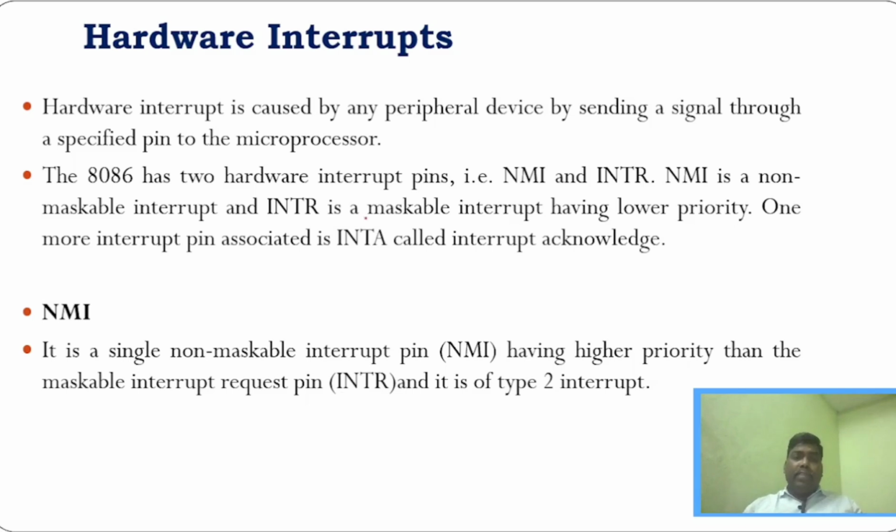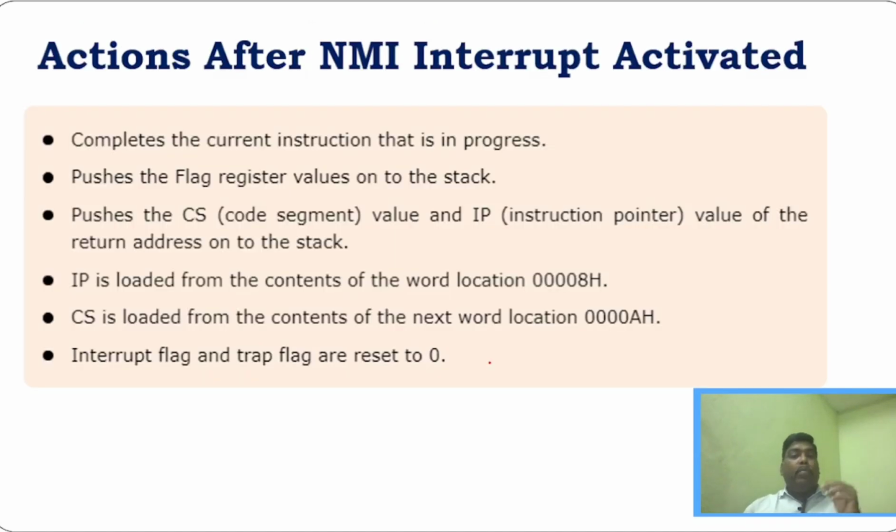So you can see here, a hardware interrupt is nothing but any particular peripheral device being able to connect with the processor, right? That is what we call a hardware interrupt, using these two pins, NMI as well as the INTR pin. And as I said, NMI is a non-maskable interrupt and it is of higher priority. We can also call it a type 2 interrupt.